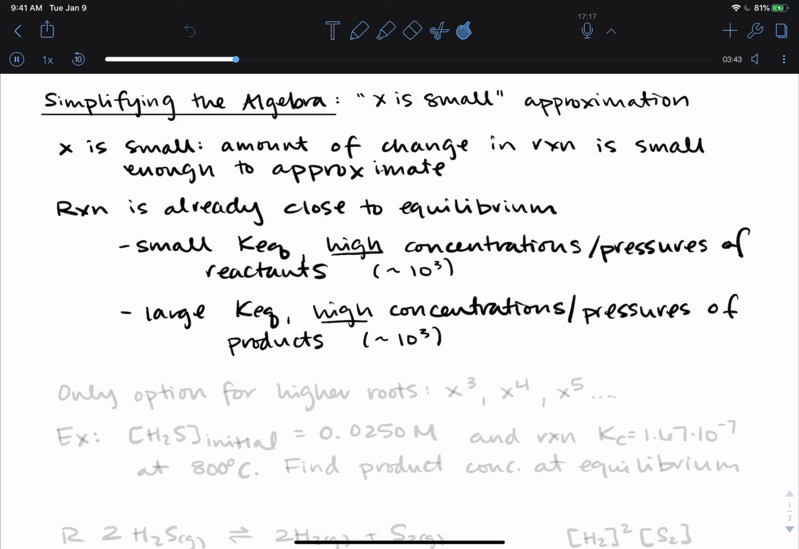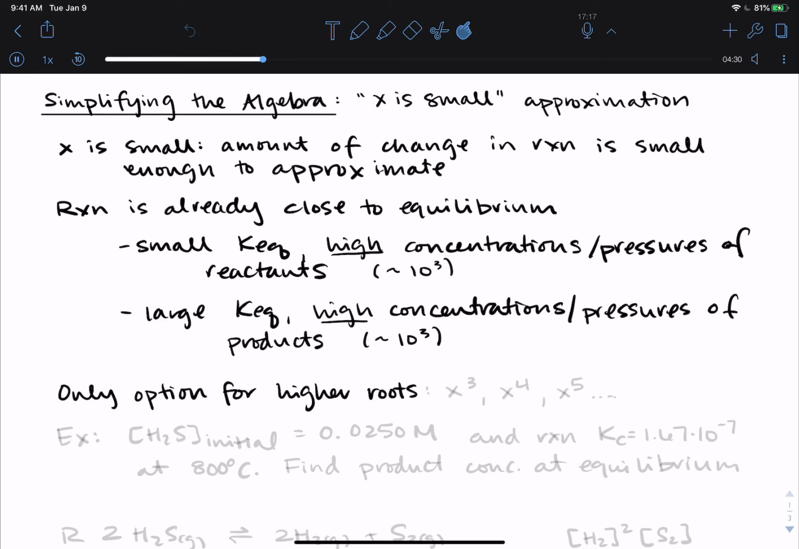You set up your RACE table, and before you go to set up the equilibrium constant expression, take a look at it. Is your reaction already close to equilibrium? Do you have a really small Keq with a lot of reactant already, meaning you only have to form a tiny bit of product to get to equilibrium? Do you have a large Keq and already a lot of product, meaning you only have to form a little bit of reactant to get to equilibrium? Or are you stuck?